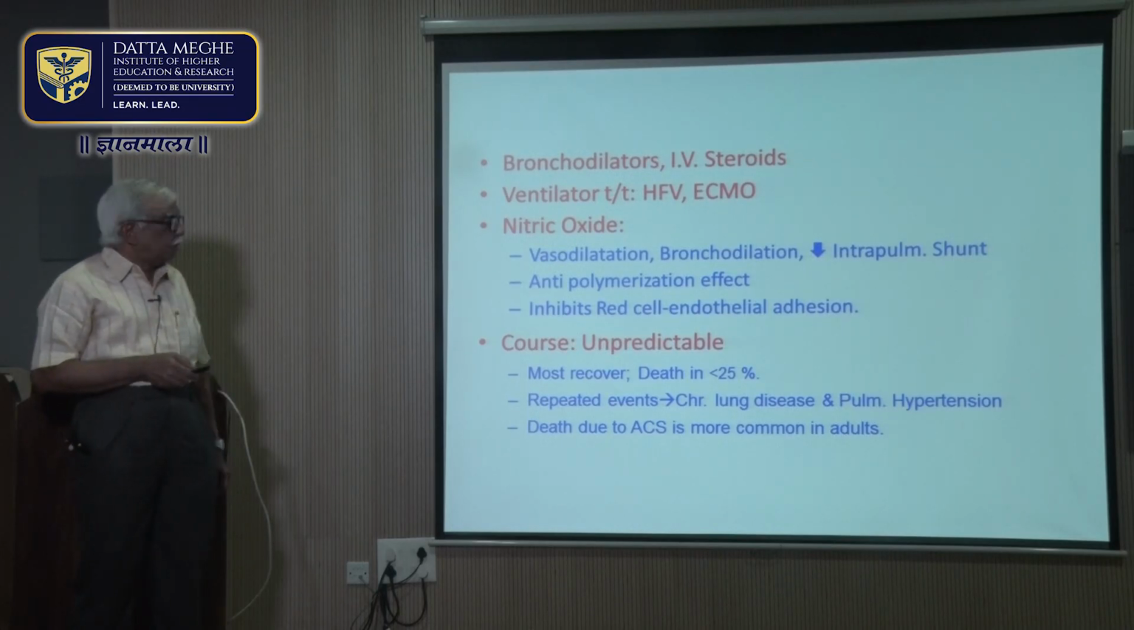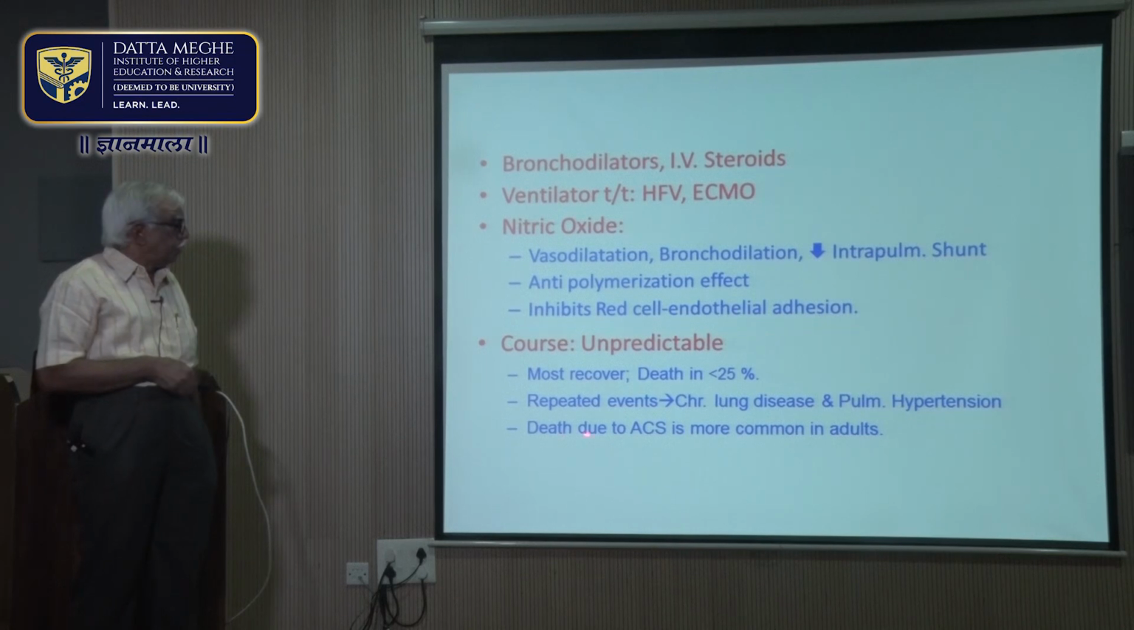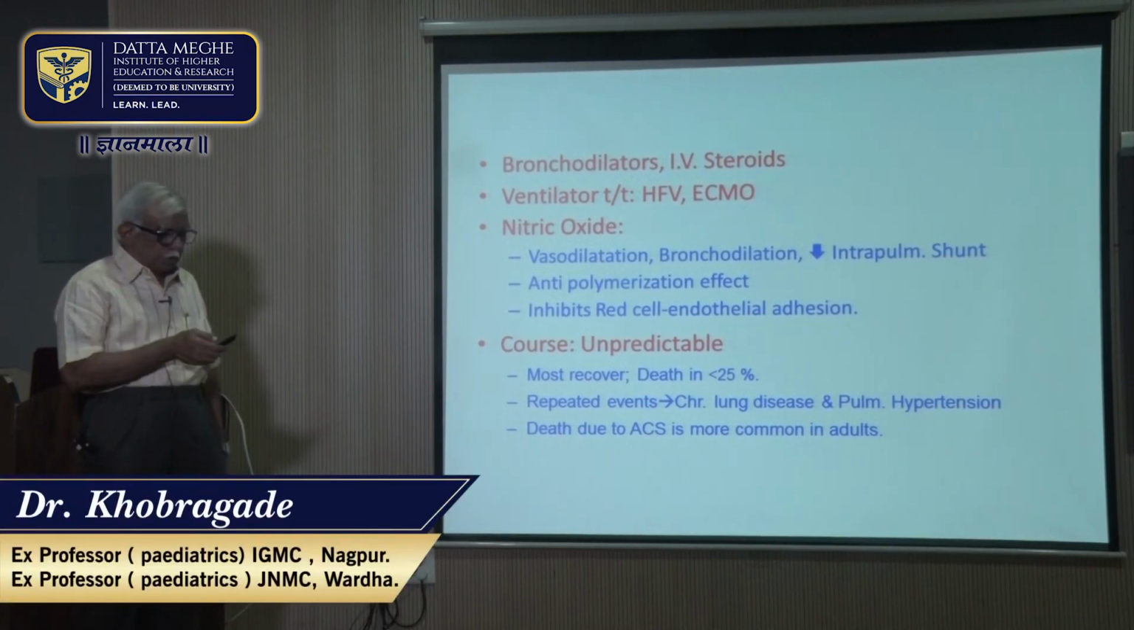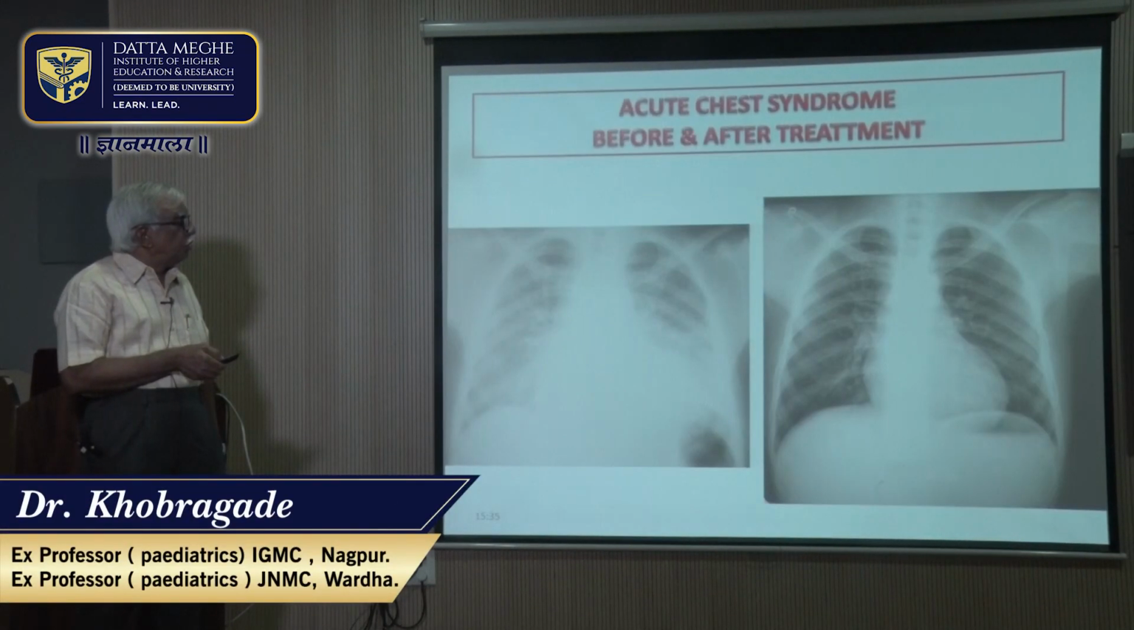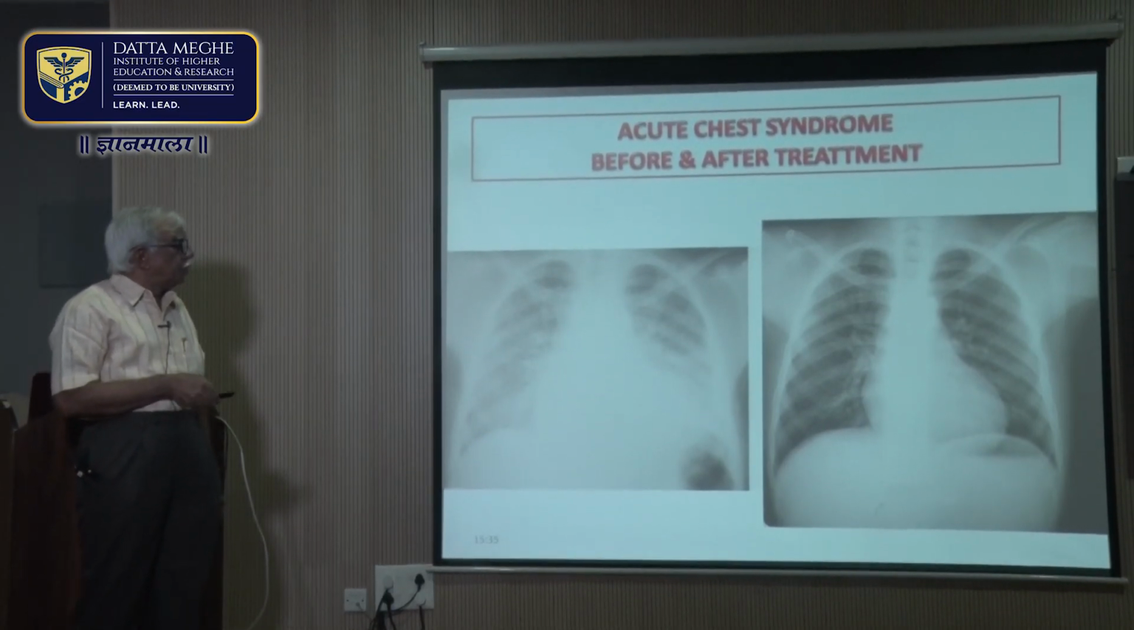Course is unpredictable, but mortality could be as high as 25%. Repeated events, chronic lung disease and pulmonary hypertension are the end result in these patients. Death due to ACS is more common in adults because of the many complications coming together. So, this is the acute chest syndrome before and after treatment.